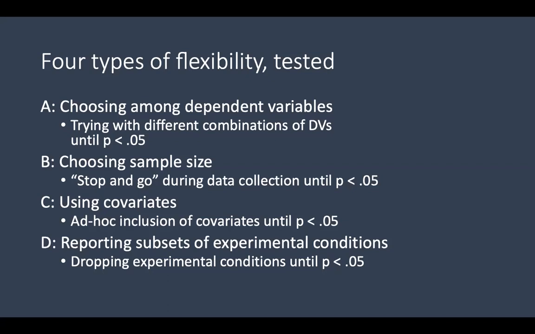You can do the stop and go method, which means that you look at the data during data collection and collect data until p is smaller than 0.05. You can include covariates, that is, ad hoc, you include another variable into the analysis that you haven't thought about before. You try it until the p is smaller than 0.05. Or you can report a subset of experimental conditions. So if I have three conditions, I selectively report that I've only had two conditions because those two conditions give me p smaller than 0.05.